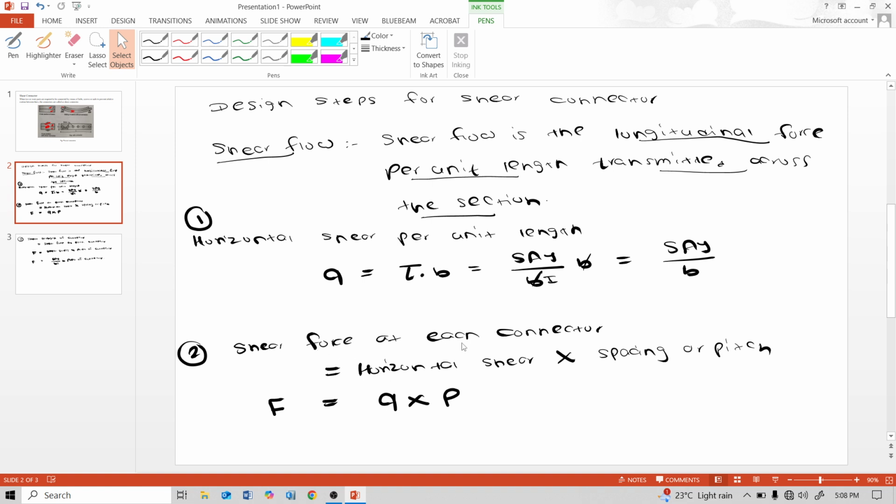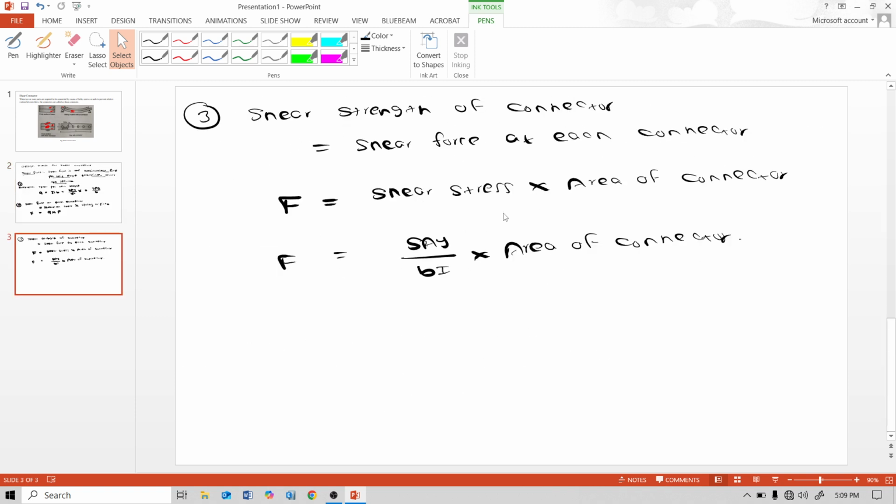This is the shear force at each connector, and this is the horizontal shear force per unit length. See the difference between both of these. Horizontal shear force per unit length is small q equal to SAY upon B, and shear force at each connector is F equal to Q into P. And shear strength of connector is F equal to SAY upon BI into area of connector.